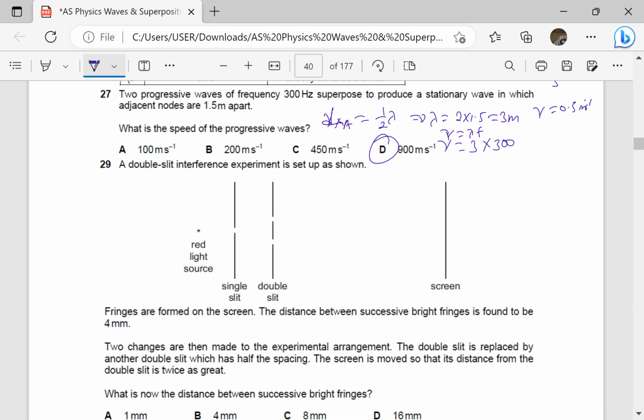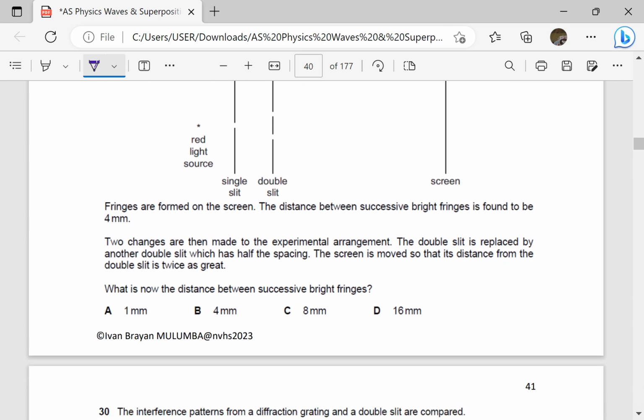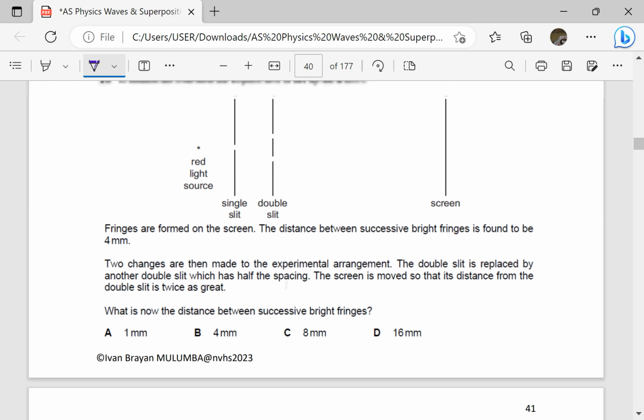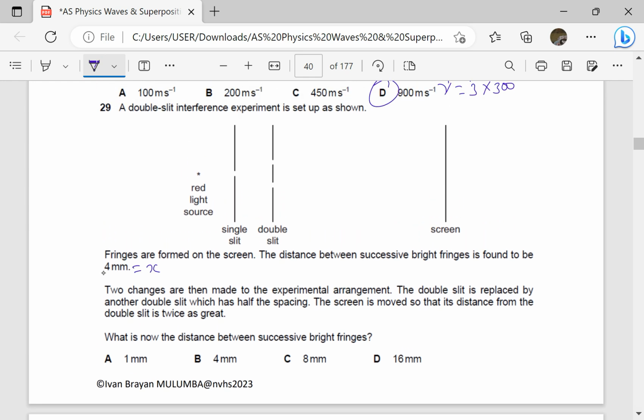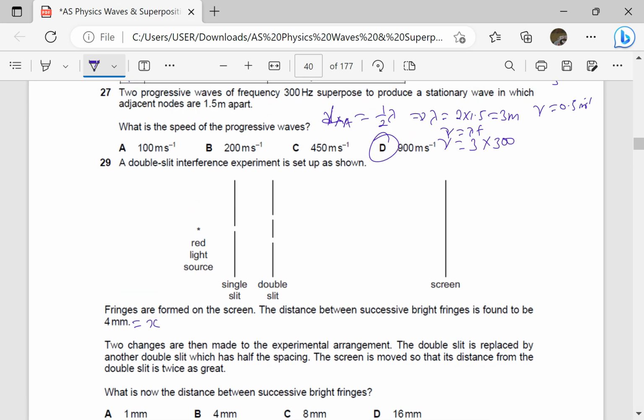A double slit interference experiment is set up as shown in the figure here. Fringes are formed on the screen. The distance between successive bright fringes is found to be 4 millimeters. So this is going to be x. Two changes are then made to the experimental arrangement. The double slit is replaced by another double slit which has half the spacing. So spacing is changing. So we have lambda is equal to ax over D.